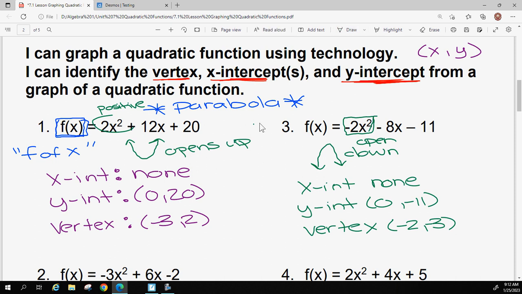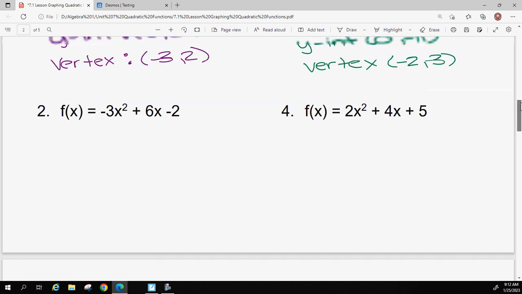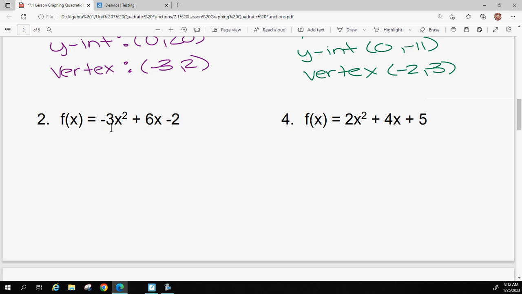So I think we could do one more together. Let's do one more together. I'm going to choose this one, number 2, since we have a different number in front, just to make this thing look a little different. So go ahead and graph that one now.